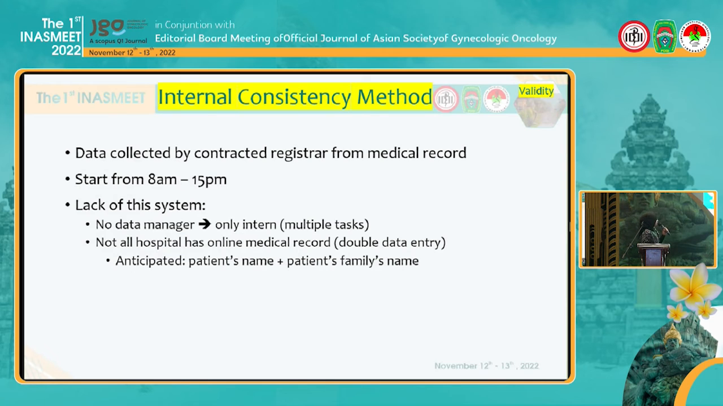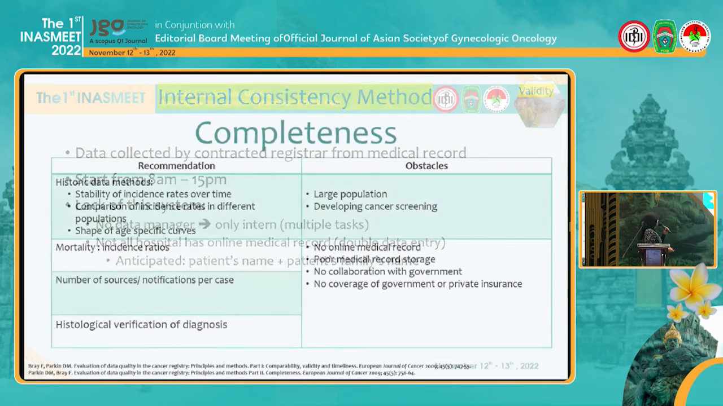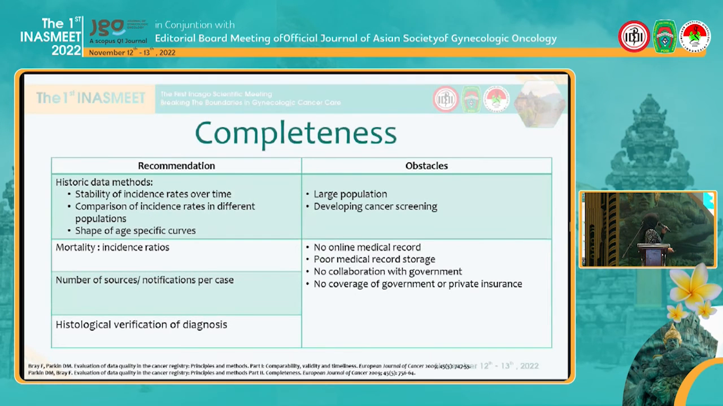For patient identification, sometimes we don't have a patient name, so we use the ID card and also the name of the mother, because the father's name may change, but the mother's will not. And for completeness, the recommendation is that we should have historical data methods, stability of incidence rate over time, comparisons of the incidence rates in different populations, and shape of the age curve.